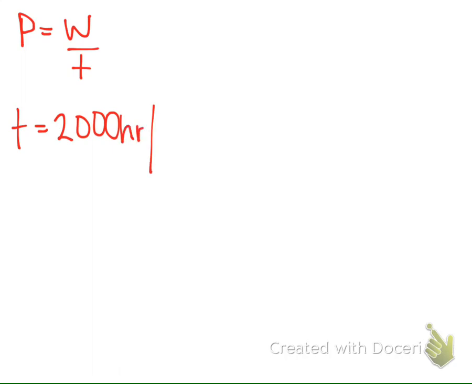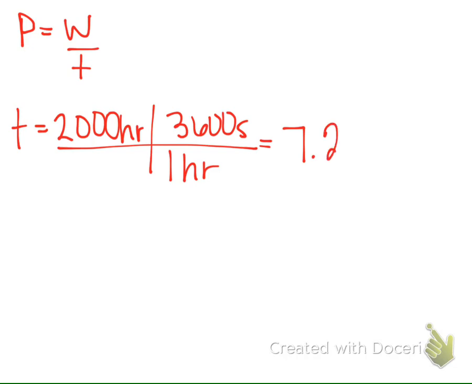Big number. 2,000 hours. You'll multiply, not divide. Okay. 1 hour is equal to 3,600 seconds, which gives about 7.2 times 10 to the 6th, 7,200,000. You can leave it like that, or you can put it in scientific notation.